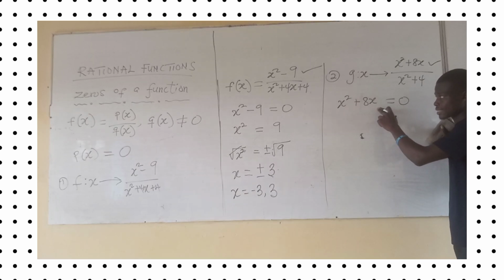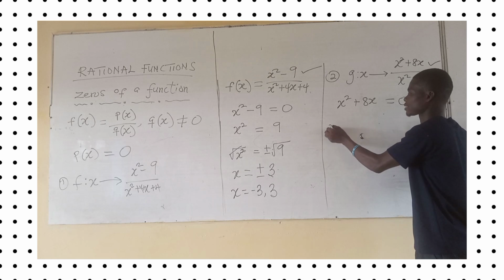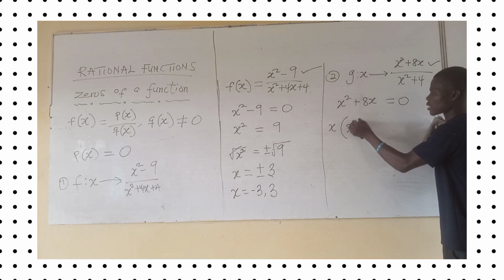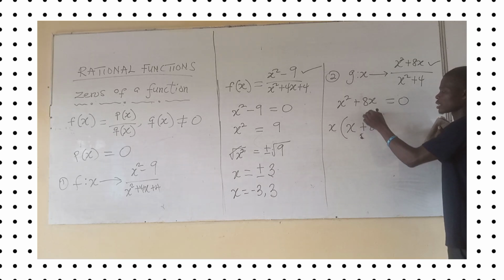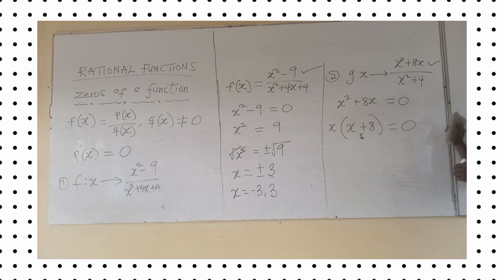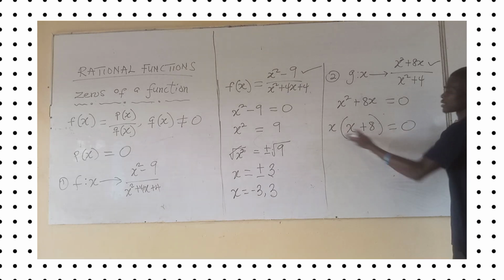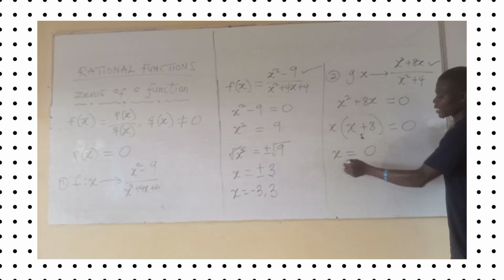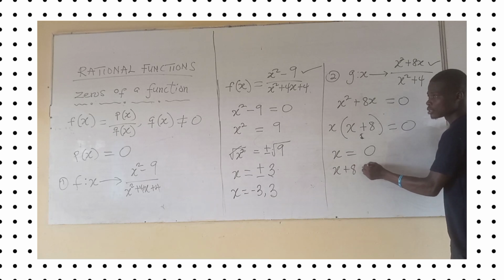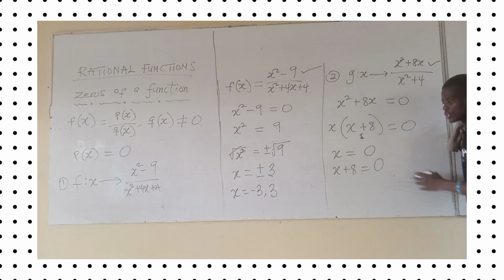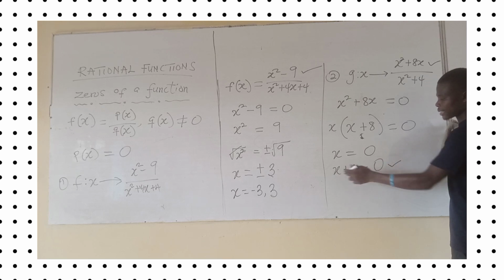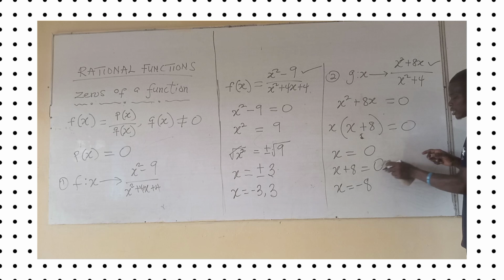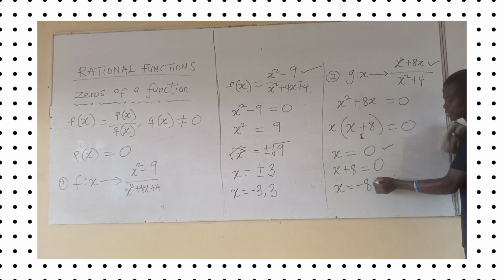You see the s is common to both terms, so you can factor s out. When you factor s out of s squared, you have s times s plus 8 equal to 0. So you have two factors here. You have s is equal to 0, and the second bracket, s plus 8, equal to 0. When you take s plus 8 equal to 0, then s is equal to negative 8.